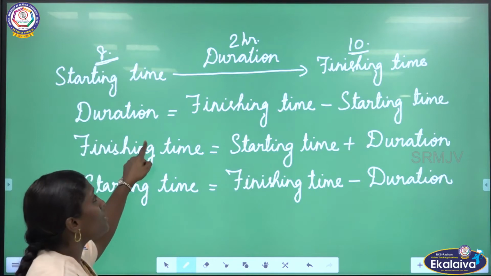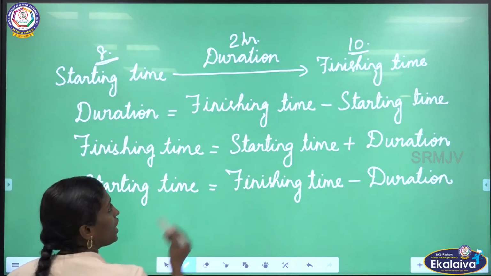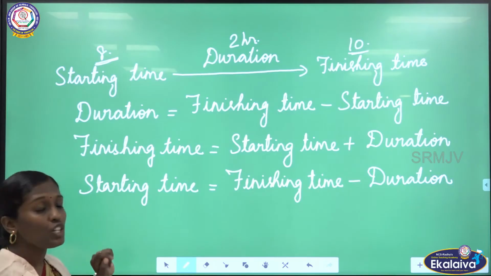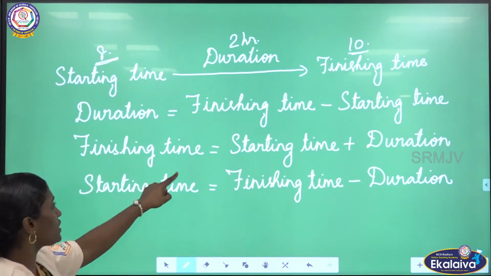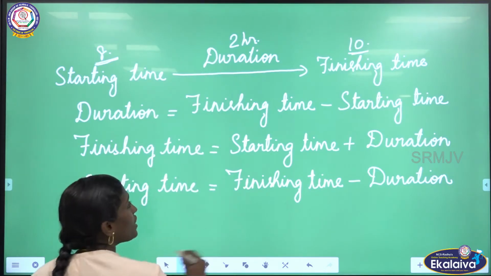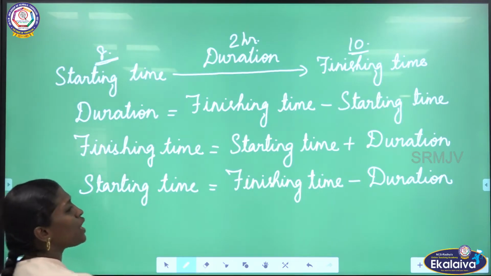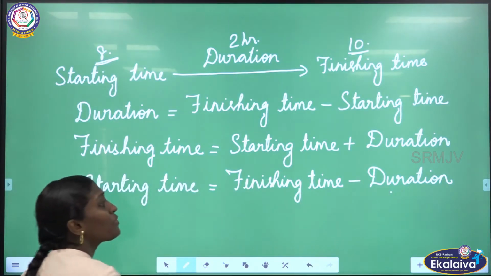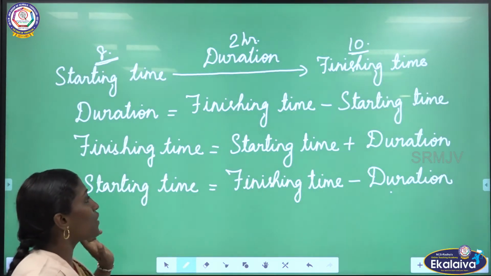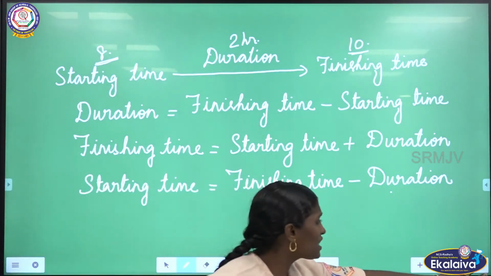See, to find the duration, we have to subtract finishing time minus starting time. If we subtract starting time from finishing time, then we will get duration. To find the finishing time, we have to add these two, starting time plus duration, then we will get the finishing time. To find the starting time, we have to subtract the duration from the finishing time, then we will get the starting time. So, these are the formulae we are going to use in this exercise. So, let us start the exercise.